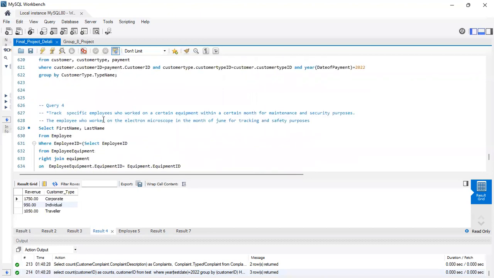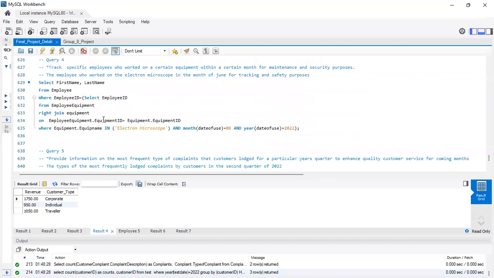The next functionality of the database is to track specific employees who worked on a certain equipment within a certain month for maintenance and security purposes. So using a subquery and a join, we pull up the employee who worked on an electron microscope in the 6th month of the year 2022, sorry.